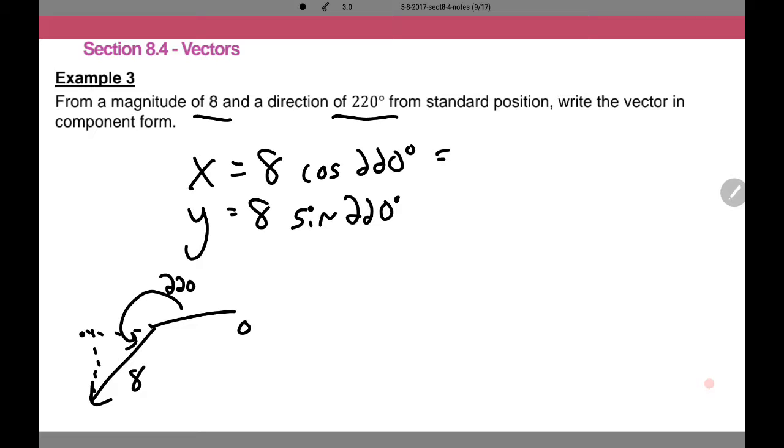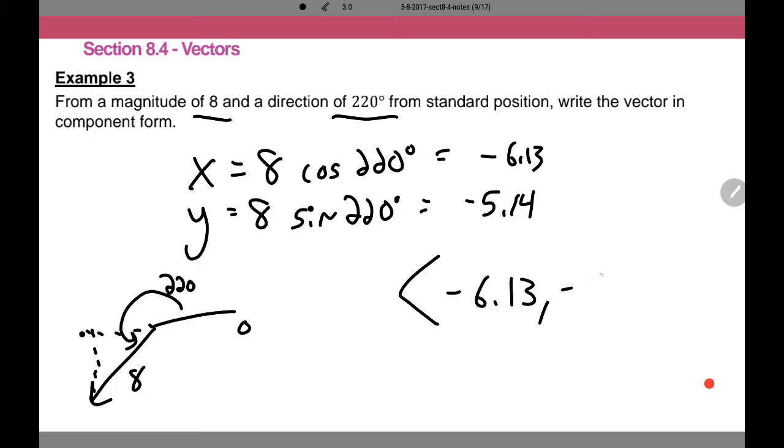And if you notice, 220 is not on your unit circle, so you have to type this in. And if you calculate it, you'll get approximate answers for each, which hopefully makes sense. Negative 6.13 for your x and negative 5.14 for your y component. This is going off into the third quadrant direction, so we should have both negatives. And we just finish off by writing it like it's a coordinate.